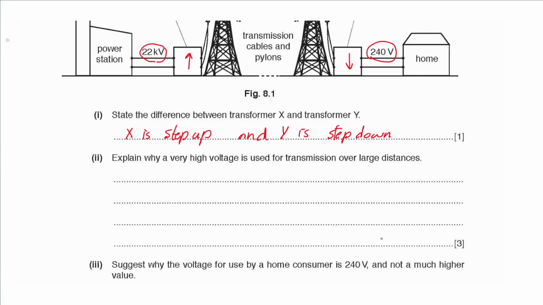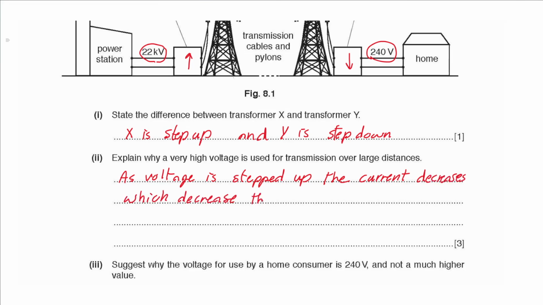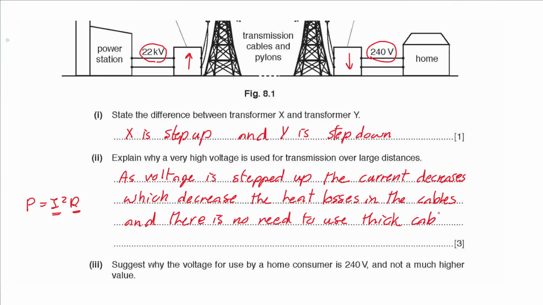Part ii says explain why a very high voltage is used for transmission over large distances. To decrease energy losses, because as voltage is stepped up, the current in the secondary coil decreases, which decreases the heating effect or the heat losses in the cables. And according to power loss equals I squared R, since the current is already decreased, we do not need to decrease the resistance.